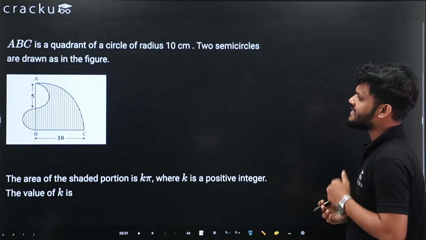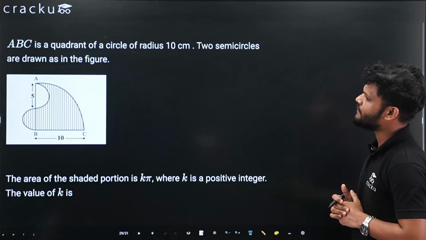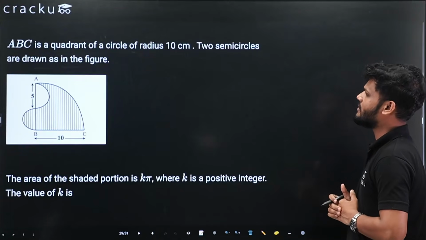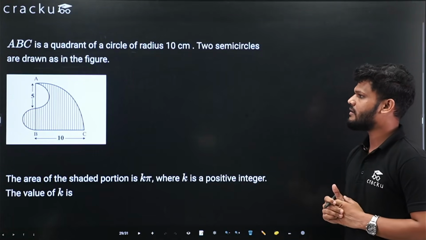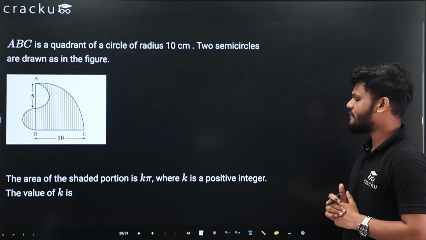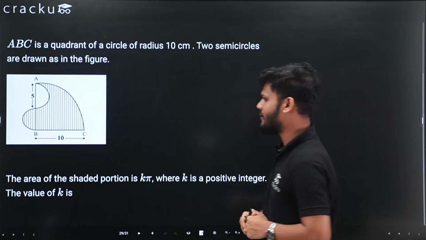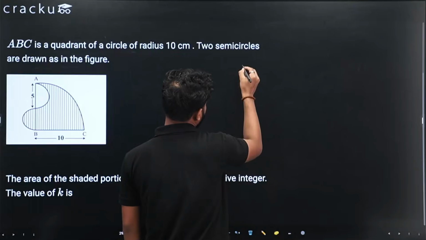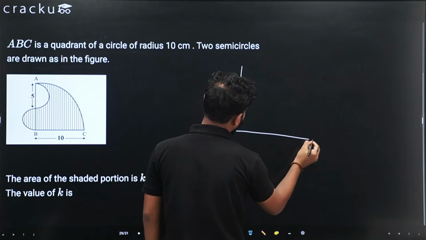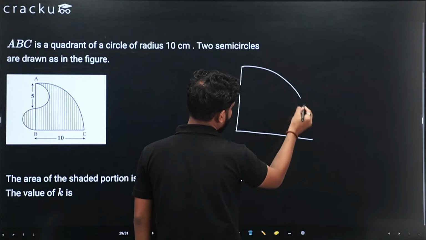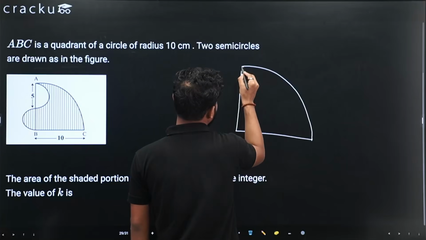In this question, we are asked: ABC is a quadrant of a circle of radius 10 cm. Two semicircles are drawn as in the figure. The area of the shaded portion is k pi, where k is a positive integer. The value of k is what? So let us draw first. I have this sector. Then this is 5.